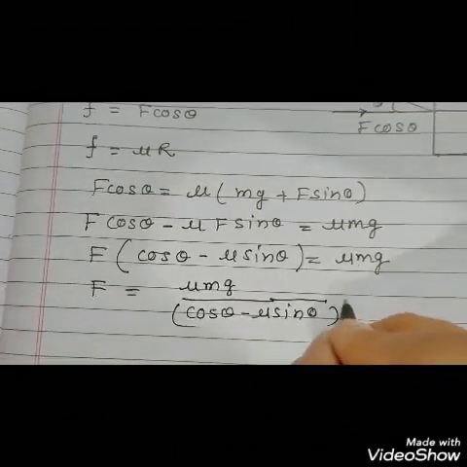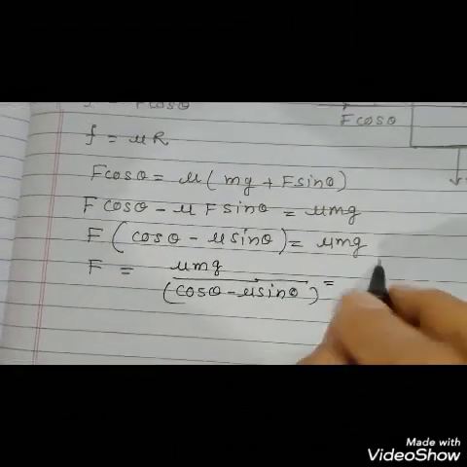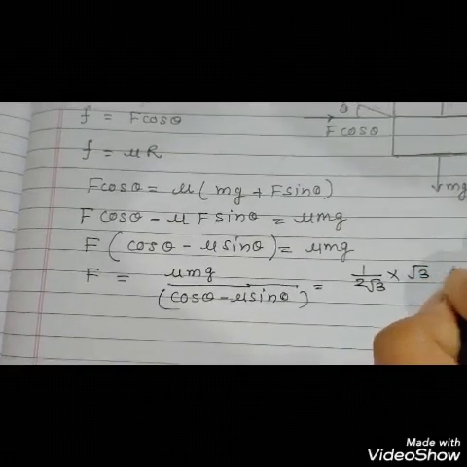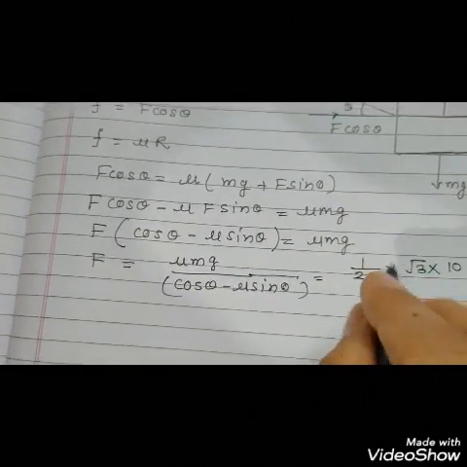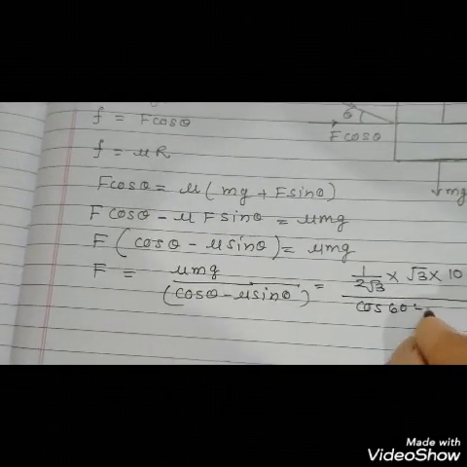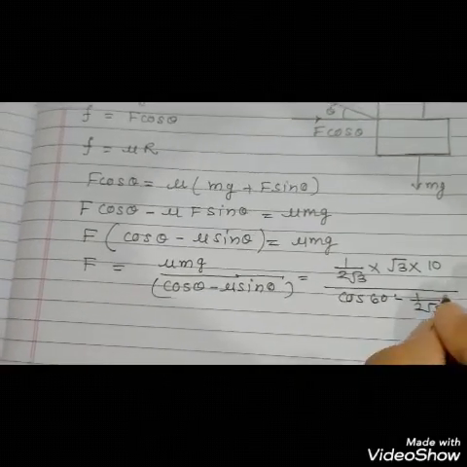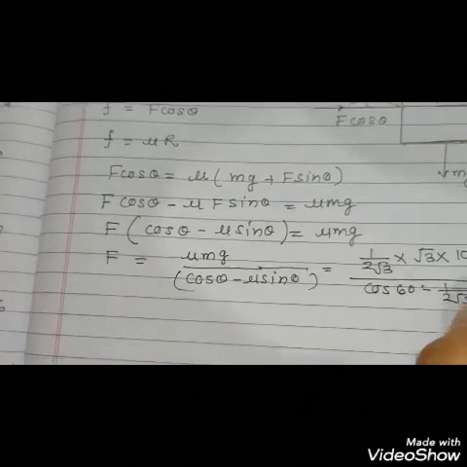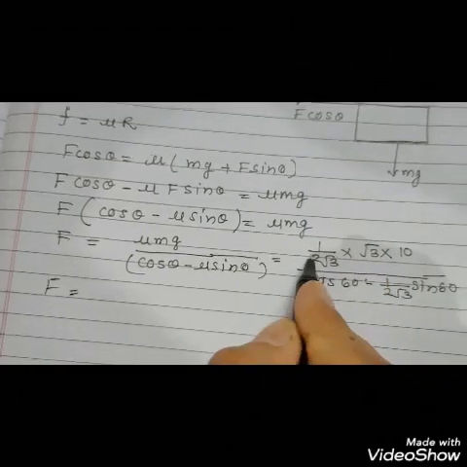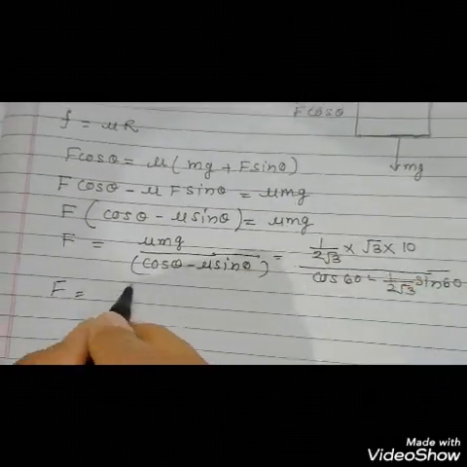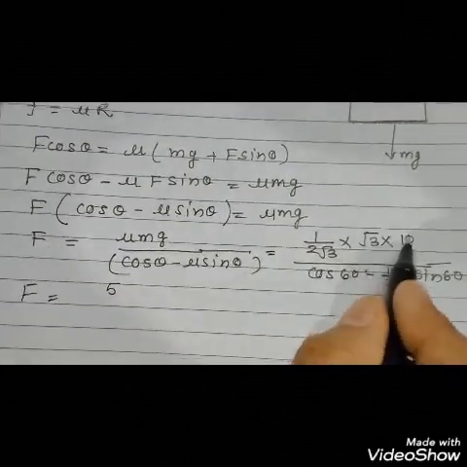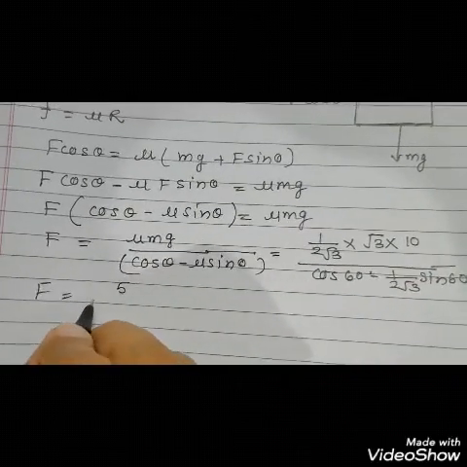So mu is already given here, this is equal to 1 upon 2 root 3, the mass is root 3 kg, g we are taking here as 10, divided by cos theta, that is cos 60 degree, minus mu, which is 1 upon 2 root 3, into sin theta, which is sin 60 degree. Then further we'll simplify it. You will see root 3 will be cancelled, and 2 ones are 2, 5 twos are 10. Once again root 3 will be cancelled, so the numerator will come 5.